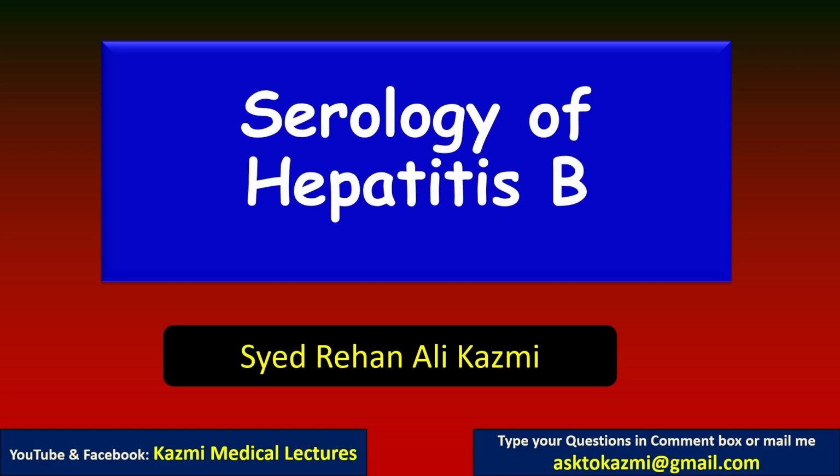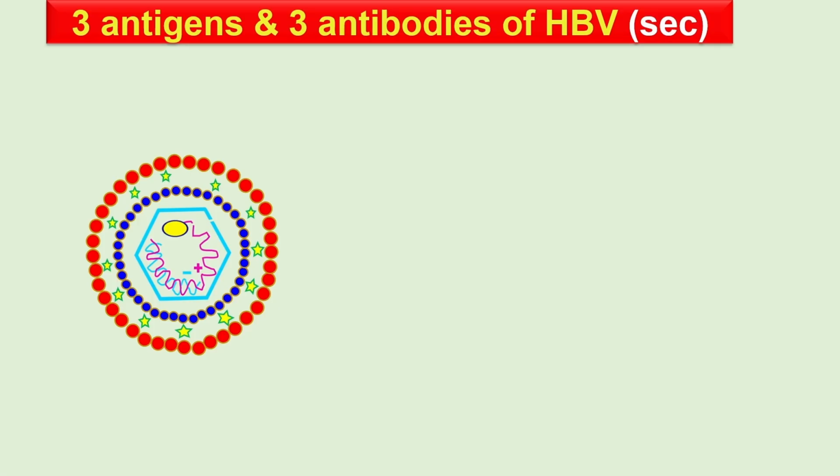We are looking at the serology of hepatitis B, in the viral hepatitis, especially hepatitis A, B, C, D, E. The serology of hepatitis B somehow looks tricky, but after this short tutorial, you will find it easier to attempt any question related to it. First of all, you should be able to appreciate the three antigens and three antibodies associated with the hepatitis B virus. The mnemonic is SEC.